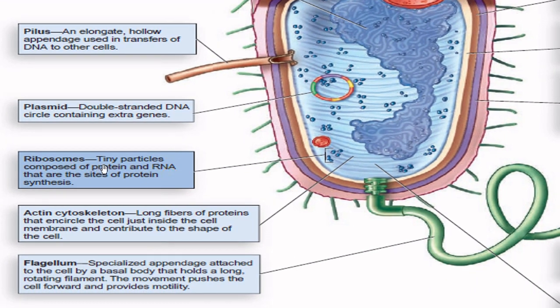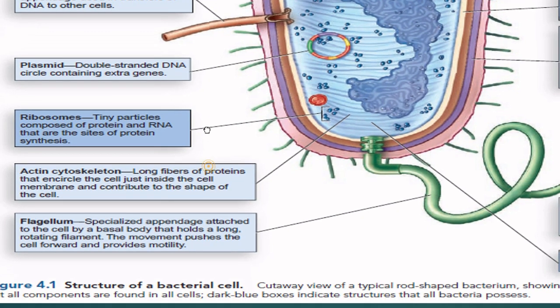Next one is the ribosome. Tiny particles composed of protein and RNA that are the sites of protein synthesis. So this is the place where protein synthesis is performed. Next one is the actin cytoskeleton. Long fibers of proteins that encircle the cell just inside the cell membrane and contribute to the shape of the cell. So it gives a specific shape to the bacterial cell.